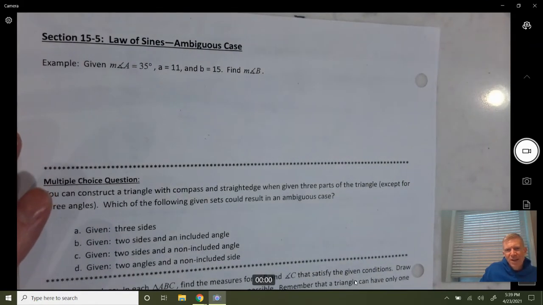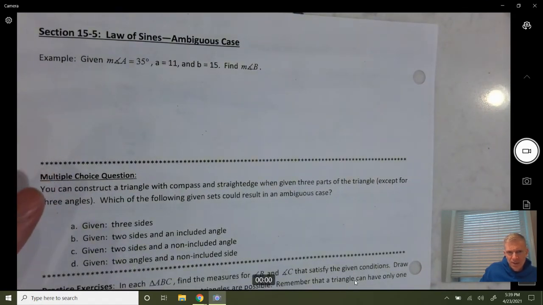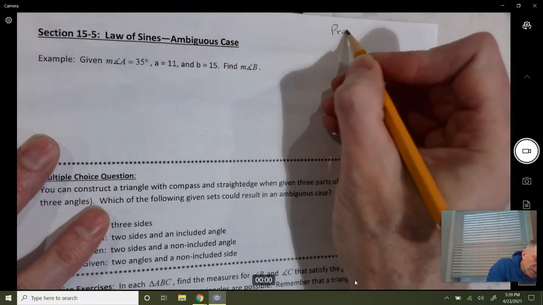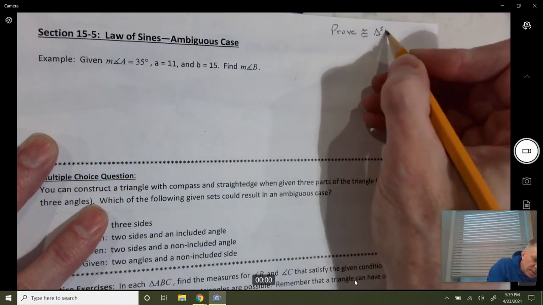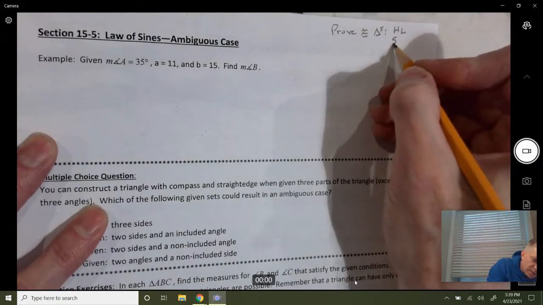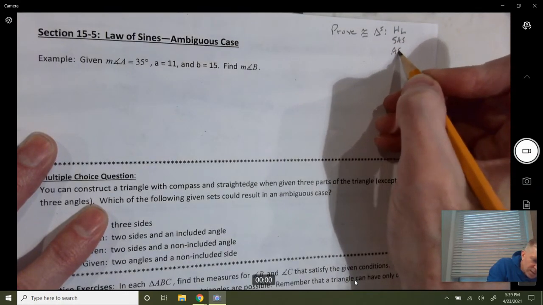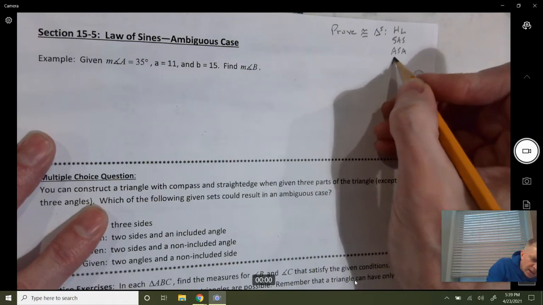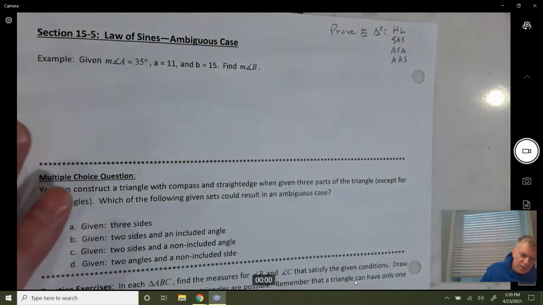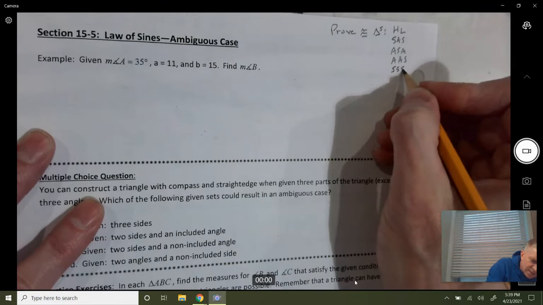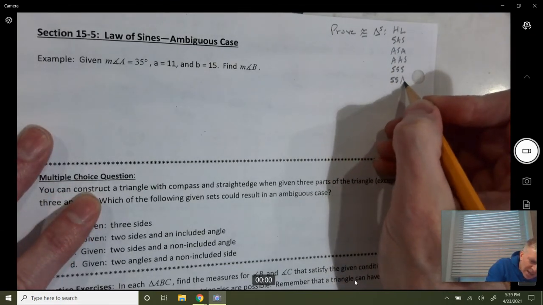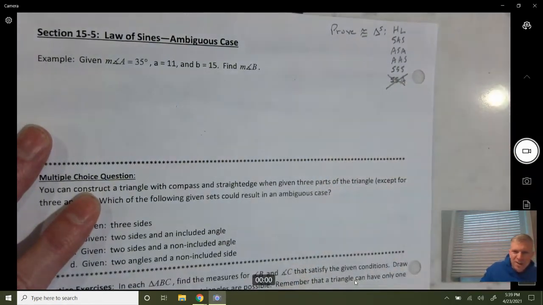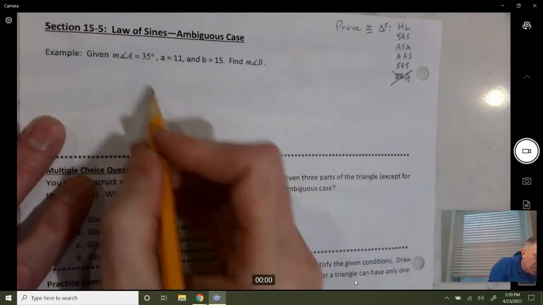Remember, there was that one case in geometry where you couldn't use it to prove congruent triangles. You had these theorems: hypotenuse, leg; side, angle, side; angle, side, angle; angle, angle, side; side, side, side. The one that you always wanted to try that didn't work was side, side, angle. There's a reason that one didn't work.